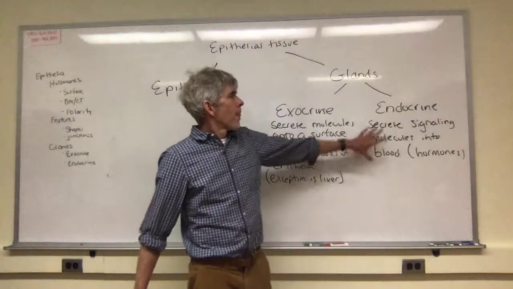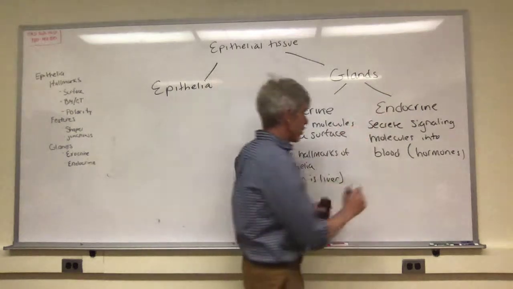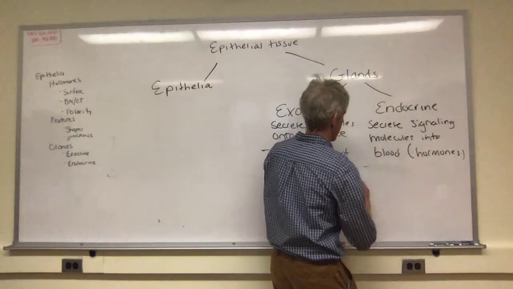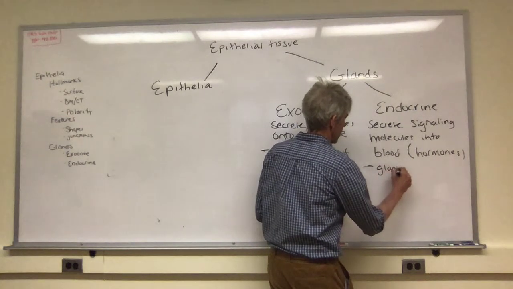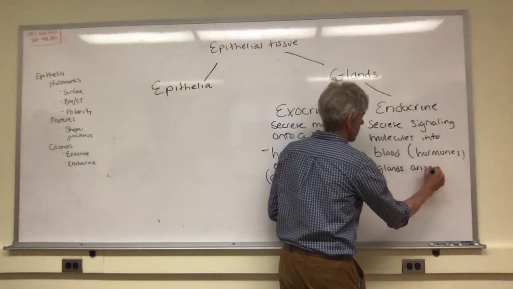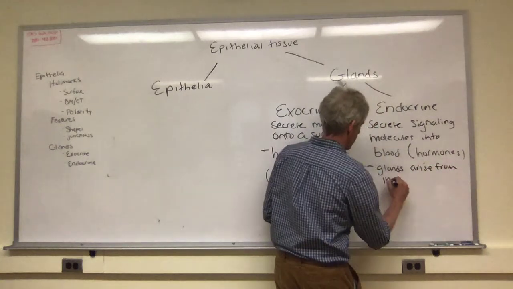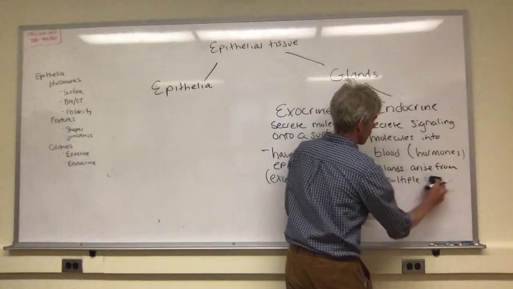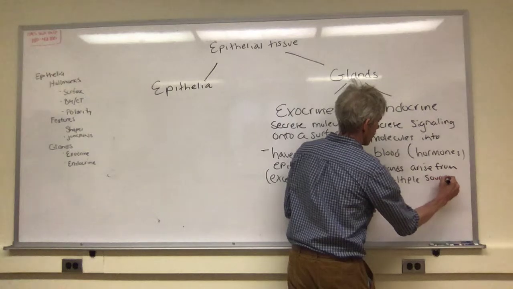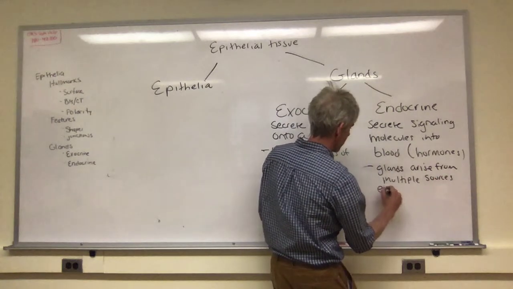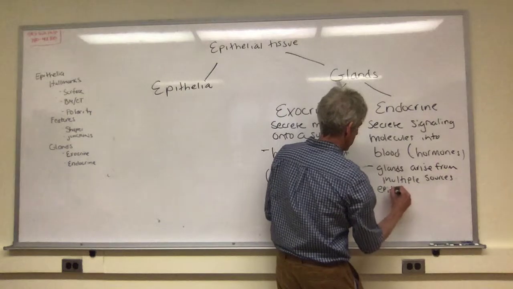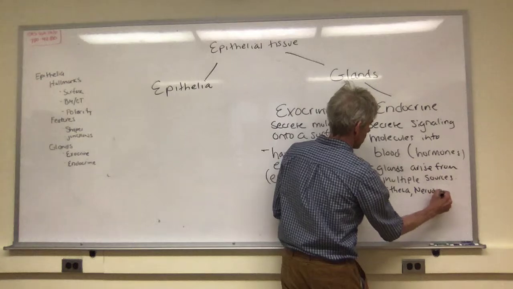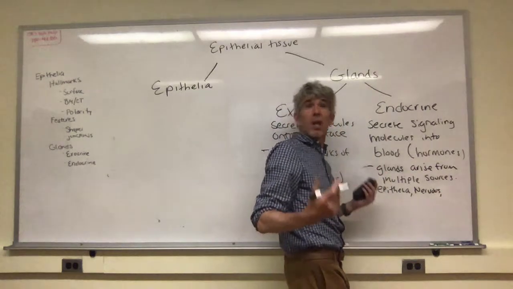All right. Endocrine is diverse, so glands arise from multiple sources, including epithelia, nervous tissue, and we'll say connective tissue like.